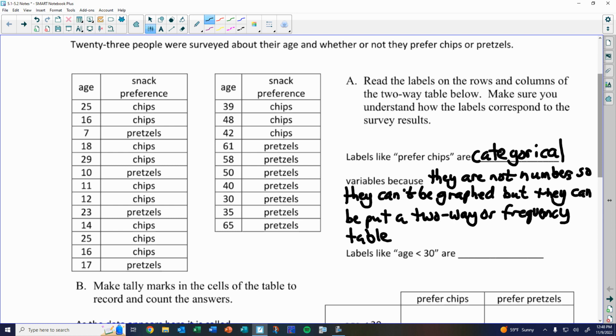Now, labels like age is less than 30 or things like that, we call these numerical values. We'll explain what a numerical value is in just a second. You'll see it on the next example. But obviously, these are numbers that can be graphed. So, categorical and numerical variables.